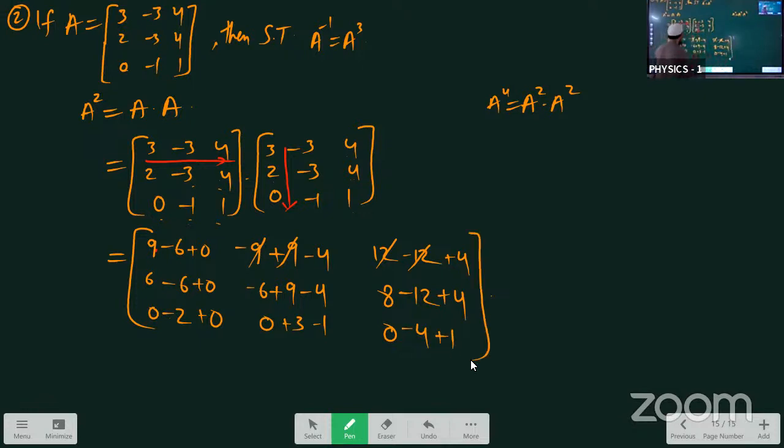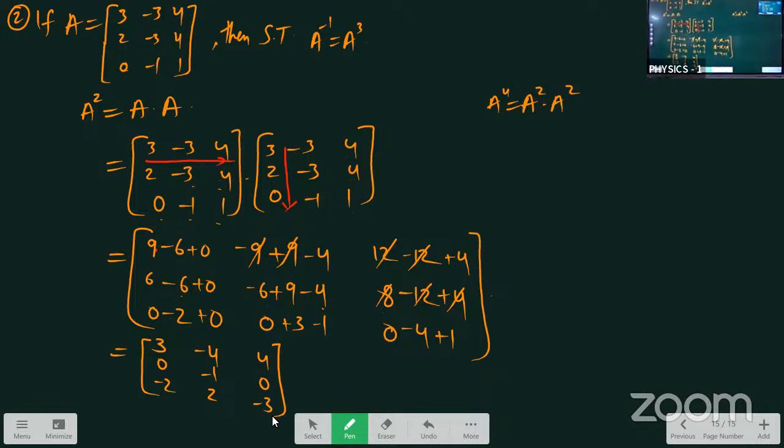So what is the answer of this finally? 9 minus 6 is 3. And here remains minus 4, and here the answer is plus 4. 6 minus 6 is 0. Minus 6 minus 4, how much is it? Minus 10. Minus 10 plus 9, minus 1. 8 plus 4 is 12, 12 minus 12 is 0. 0 here. Next, 0 minus 2 minus 0, minus 2 remains. 3 minus 1 value is 2, and minus 4 plus 1 value is minus 3. So this we got as the A square value.